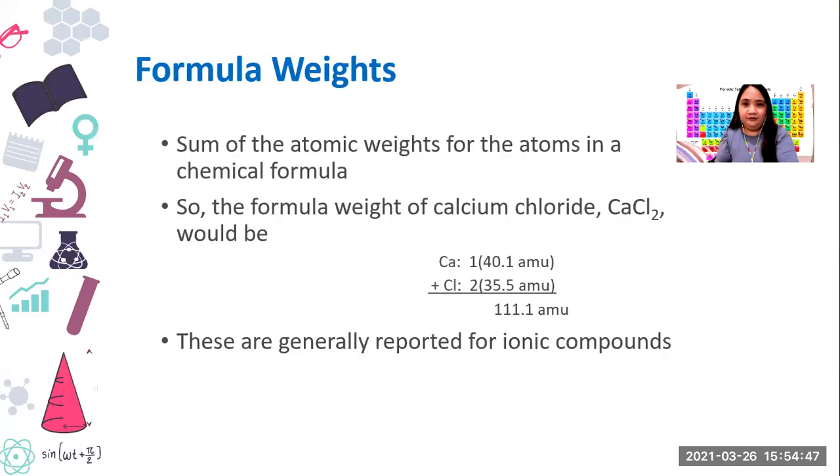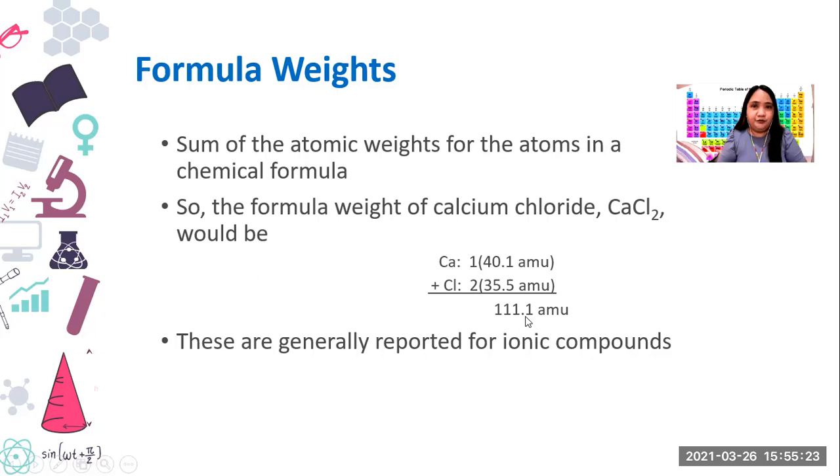You know that calcium has 40 atomic mass, and chlorine has 35.5 atomic mass, and all you have to do is multiply the subscript to that atomic mass and then put them together or add them. So since we only have one calcium atom here, 1 times 40.1 and chlorine has 2 times 35.5, it means that the whole compound has 111.1 atomic mass unit.